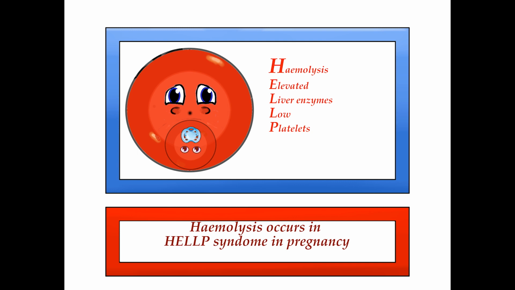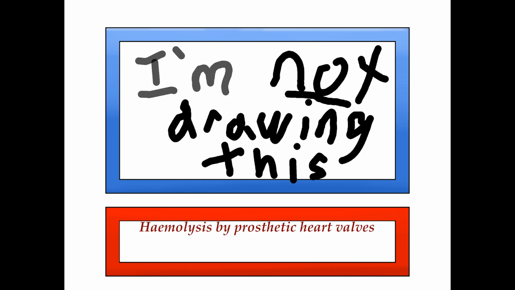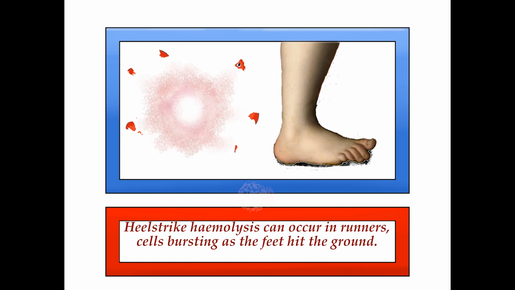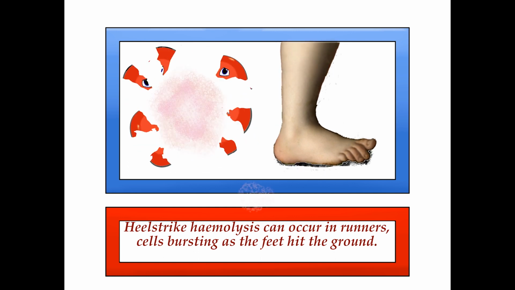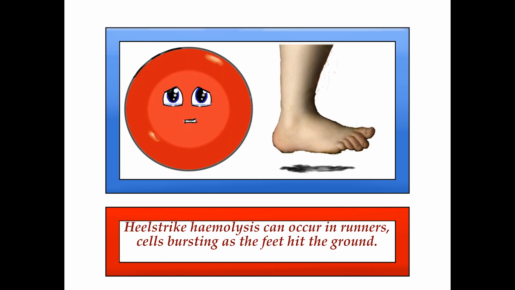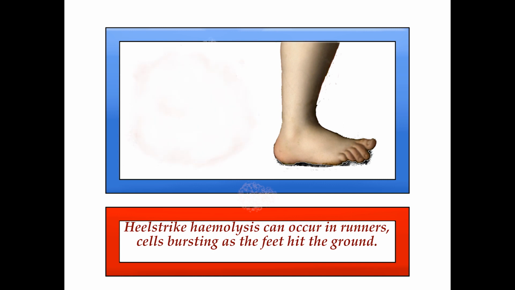In pregnancy, the H in HELLP syndrome stands for hemolysis. Prosthetic heart valves can cause hemolysis, and hemolysis can be an early sign that the valve is starting to fail. There's even a condition called heel strike hemolysis, which occurs in runners, so the hemolysis occurs in the feet whenever the feet impact on the ground.